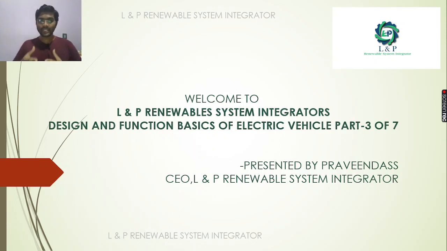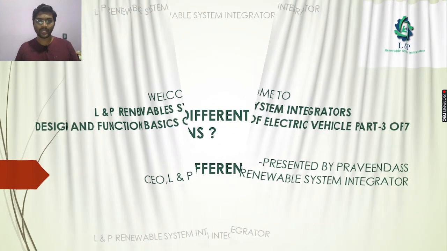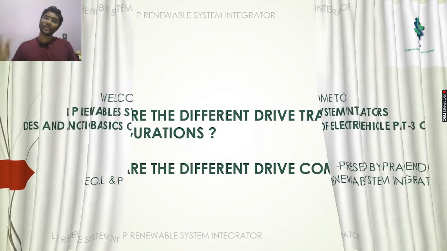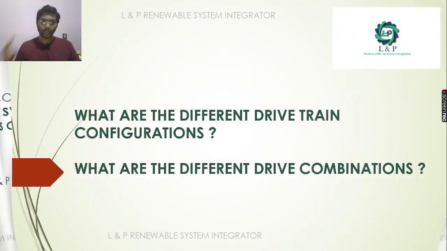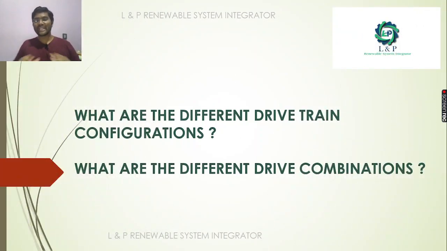Today we are going to see the design and function basics of the electric vehicle, part 3. In the last sessions we saw part 1 and part 2. Today we are going to see part 3 of these 7 sessions. We are going to discuss two topics in this part: what are the different drivetrain configurations used in the designing and manufacturing of the electrical vehicle, and what are the different drive combinations.